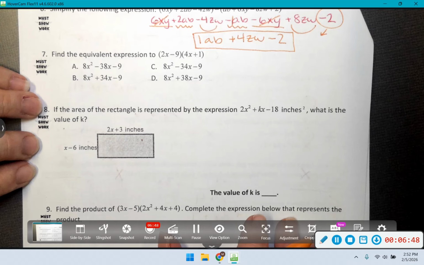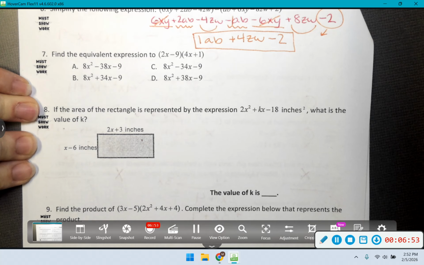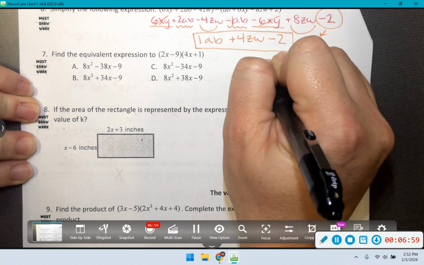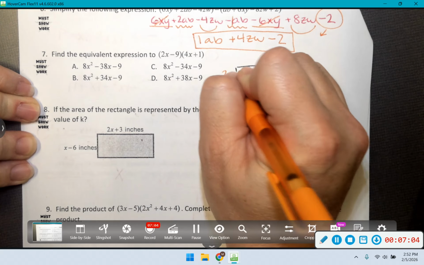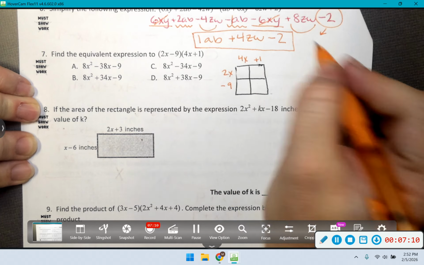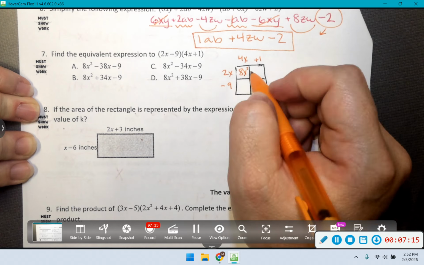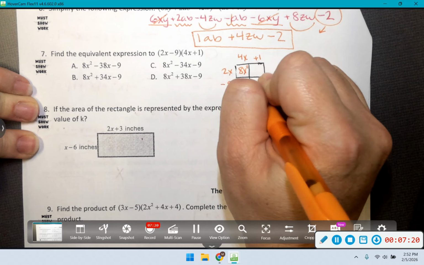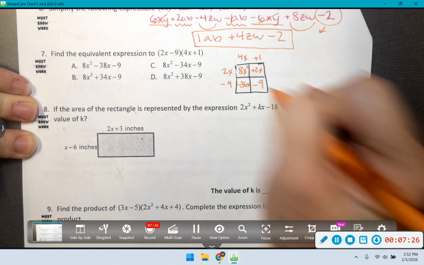Okay, number 7, I'm not combining this time because there's nothing in between my parentheses, so I'm going to be doing the box. So I'm going to draw my box. Okay, and then 2x minus 9, 4x plus 1, and we multiply. So 2x times 4x is 8x squared. 4x times negative 9 is negative 36x. 2x times 1 is positive 2x, and negative 9 times 1 is negative 9.